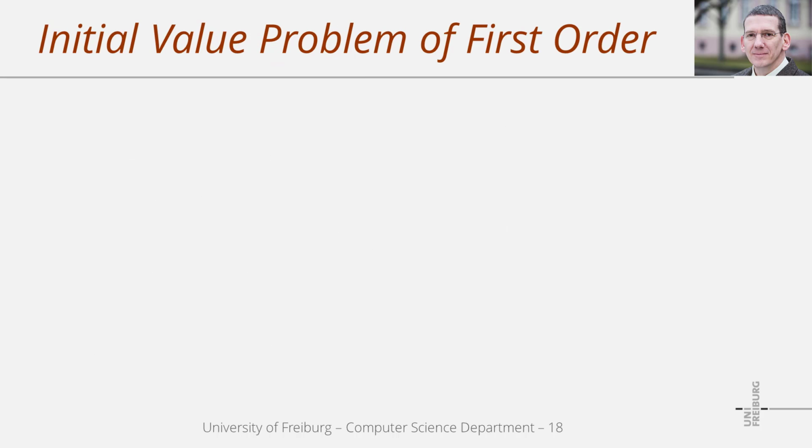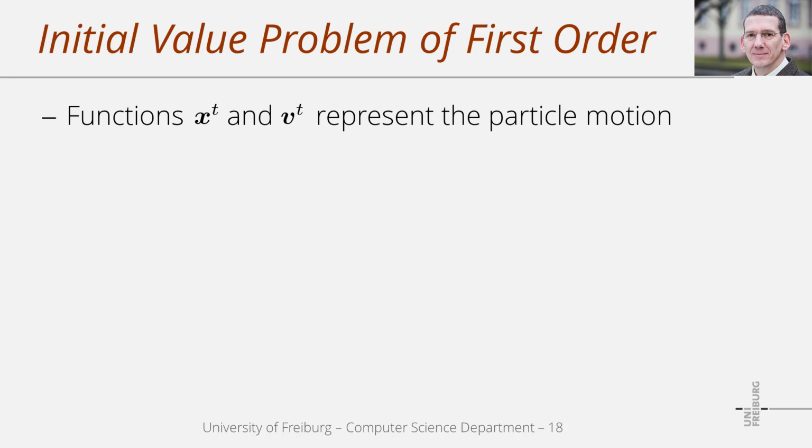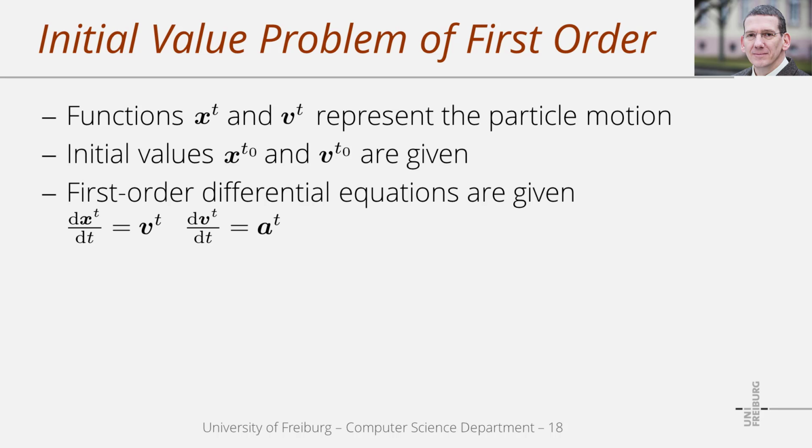Now this slide discusses our initial value first-order problems. We have two functions, x of t and v of t, that represent the particle motion. We initialize both functions at some user-defined time point t0. Now for each function, we have a governing equation. One governing equation for the position x that states that the time derivative of the position is equal to the particle velocity, and a second governing equation for the velocity that states that the time derivative of the velocity is equal to the particle acceleration.